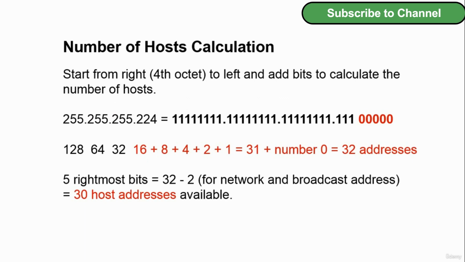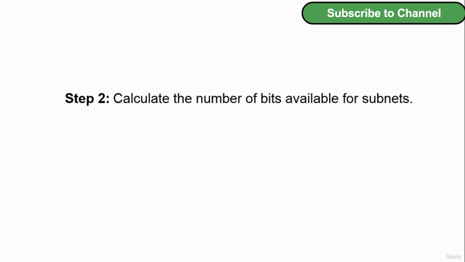So the number of host calculations, starting from the right, 5 bits assigned here from the right. So from the right, I'm going to add up the first 5 bits, the values for each bit position. And that'll give me 16, 8, 4, 2, and 1, which is 31. I'm going to add the number 0, and that gives me 32 possible addresses. However, there has to be 2 subtracted for the network and broadcast address that are not assignable. And so that gives me the 30 host addresses, so that'll work for our example. It's a little bit more than the 25, but there's certainly nothing wrong with that.